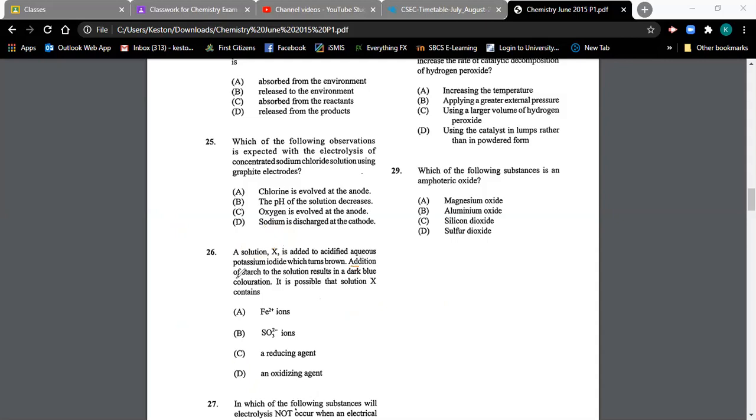Addition of starch to the solution results in a dark blue coloration, right? Why this was the hint or the clue is that iodine reacts with starch. Remember, those of you doing bio, iodine reacts with starch. You'd know if starch is present when you add iodine, because you get this dark bluish blue-black coloration. That's how it tests for the presence of starch using I2, right?